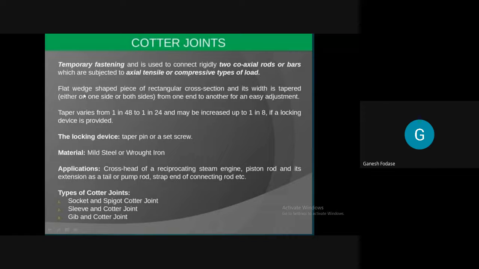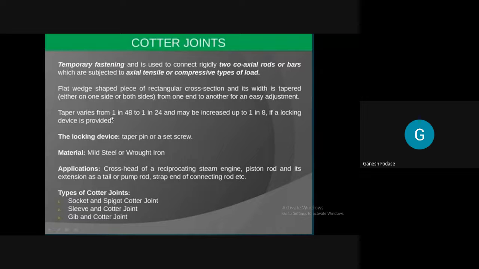Then I showed you a flat wedge-shaped piece. Wedge, I think wedge and block is studied in mechanics. Wedge means what? A flat wedge-shaped piece of rectangular cross-section, which is tapered. Width is tapered either on both sides or one side, from one end to another. It is nothing but a quarter, and it is used for easy adjustment, for holding the two components together, two elements together.